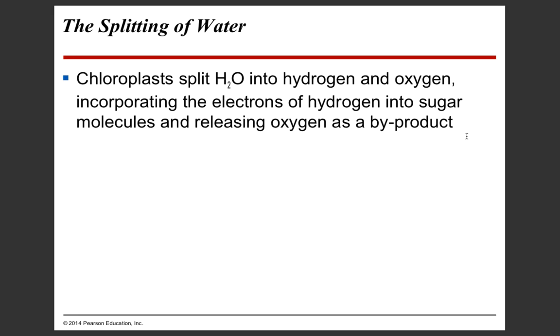So the splitting of water, like I just mentioned. The chloroplast is really special because splitting of water is something that's a little difficult to do. So these chloroplasts are capable of carrying out this process in order to grab the hydrogens that they need. Chloroplasts are going to split H2O, water, into hydrogen and oxygen. And they're going to incorporate the electrons from the hydrogen into sugar molecules called glucose. And then they're going to be releasing the oxygen as a byproduct.